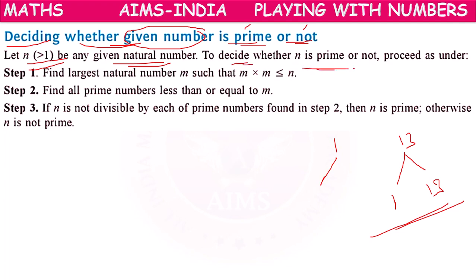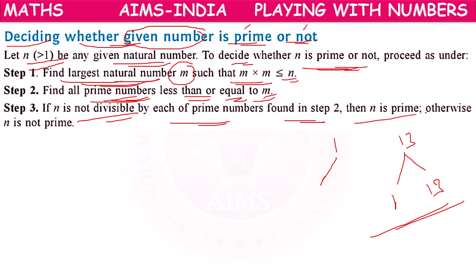To decide whether n is a prime number or not, what we have to do? First step, find the largest natural number m such that m into m is less than or equal to n. Second step, find all the prime numbers less than or equal to m. Step 3, if n is not divisible by each of the prime numbers found in step 2, then n is prime. Otherwise, n is not prime.